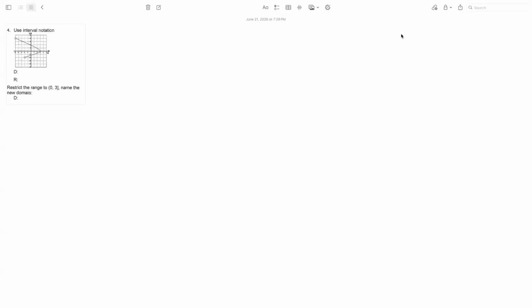Use interval notation. Write out the domain and range. Restrict the range. See, here 3 is included. When you restrict the range, 3 is included, 0 is excluded. Name the new domain. If you're not understanding, raise your hand. The intent of the class is to have everybody understand.